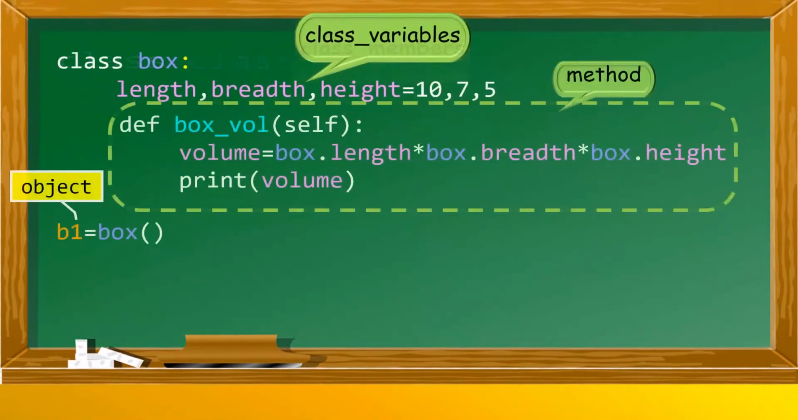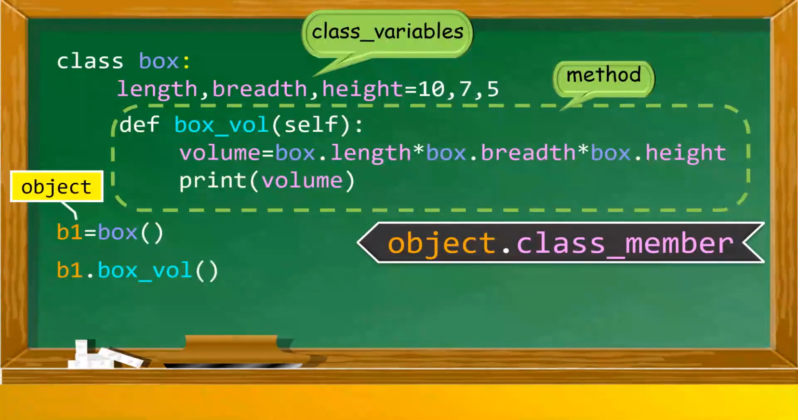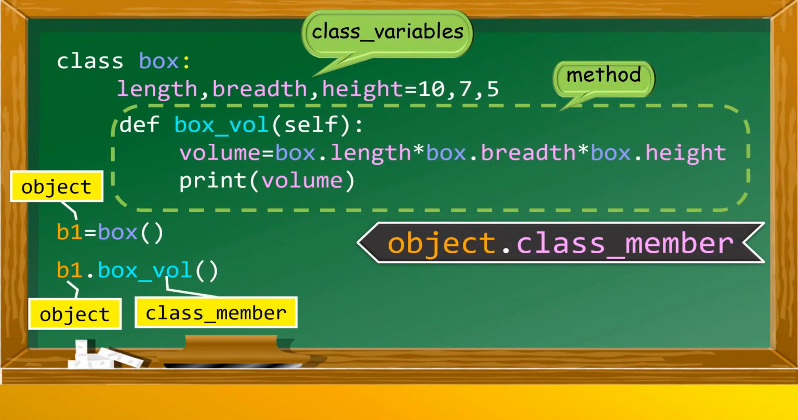Now coming back to our example, we already saw how to access class members. Following the same syntax, now let me access the method box_wall outside the class. For that, I write this statement b1.box_wall(). By using this syntax, object.class member. So b1 is my object, dot box_wall is my class member, which is my method. So object.method, you can say like that also.